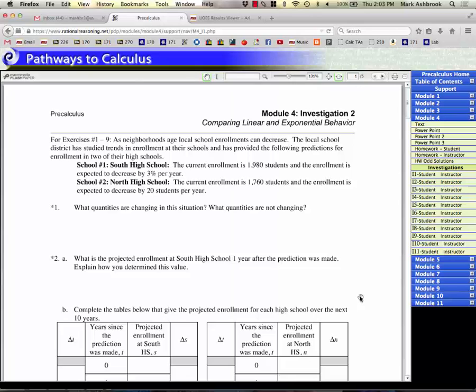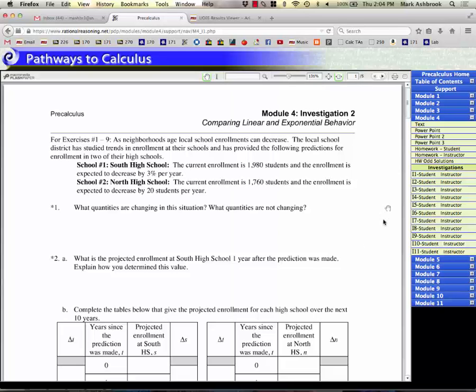Because you don't want to do a bunch of work the way it's written, and then we're all doing something different than you. So, South High School's enrollment is increasing 3% per year. North High School is increasing. They both increase by 20 students per year. Both enrollments are going up. Did it make it into all ears? Did it make it into all brains? Okay.